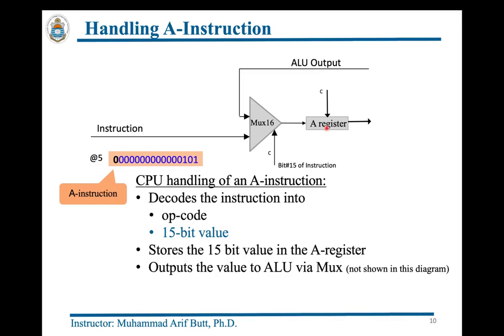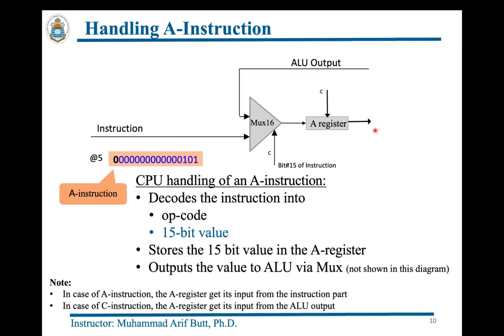And one more thing, the content of the A register is also sent to the ALU via another MUX that is not shown over here. One more point that I want to emphasize is that in case of an A instruction, this A register gets its input from the instruction part, and in case of a C instruction, the A register will get its input from the output of the ALU.